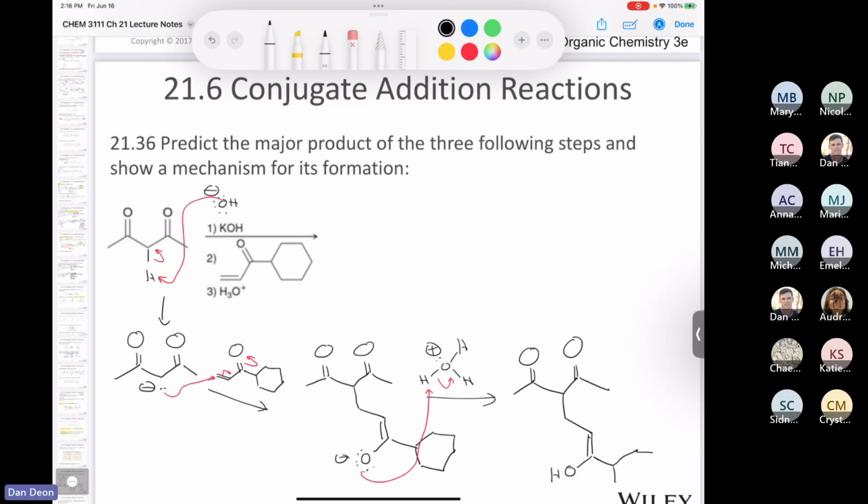And just in the interest of time, I'm not going to draw the tautomerization mechanism. So this is going to undergo tautomerization. And so I'll just put here tautomerization. And that's going to give us the final product, which is going to look just like this. So again, 1, 2. There we go.